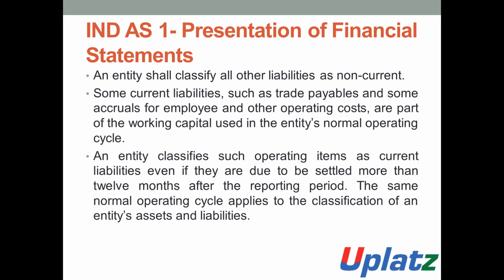An entity classifies such operating items as current liabilities even if they are due to be settled more than 12 months after the reporting period. That is, there are certain operating items which are to be classified as current liabilities even if they are settled after a period of more than 12 months. The same normal operating cycle applies to the classification of an entity's assets and liabilities.